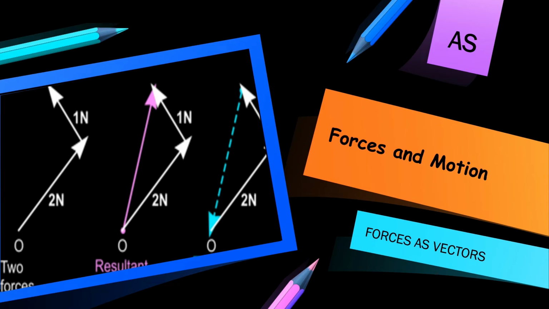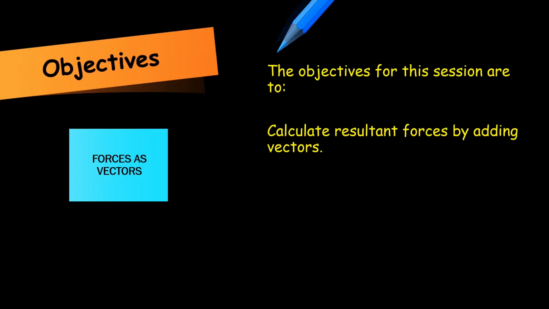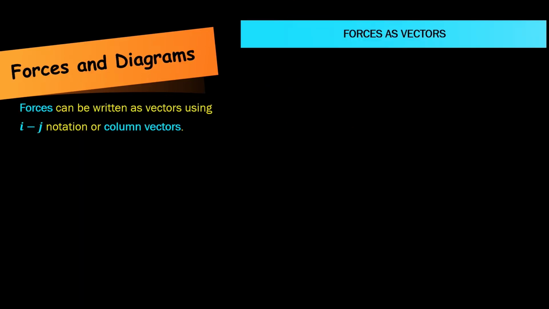Welcome to the session on forces and motion, forces as vectors. The objectives for this session are to calculate resultant forces by adding vectors. Forces can be written as vectors using i j notation or column vectors.